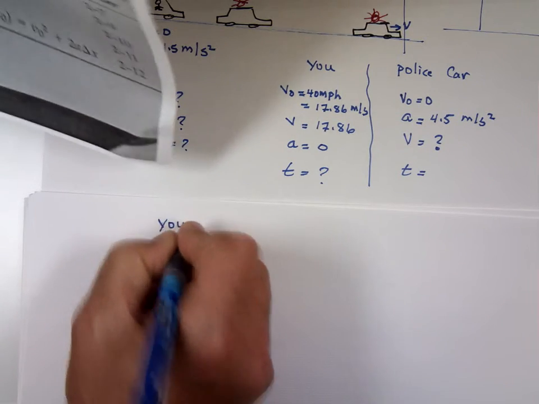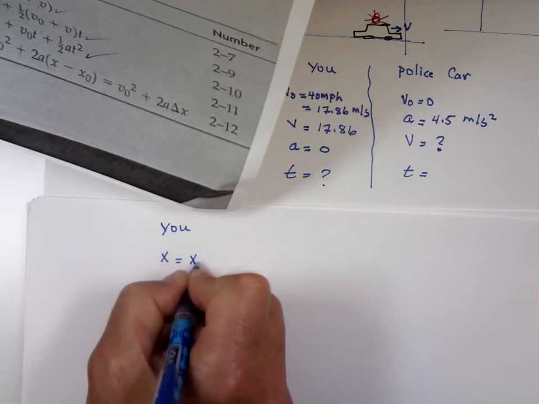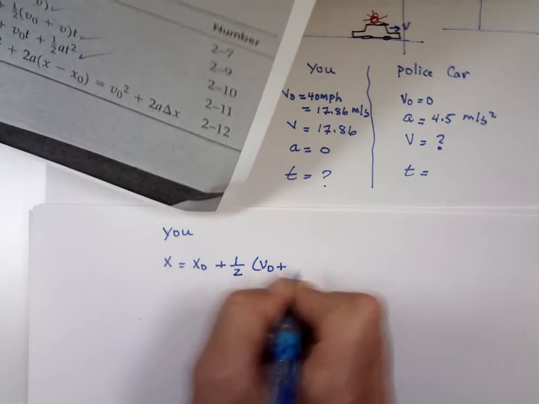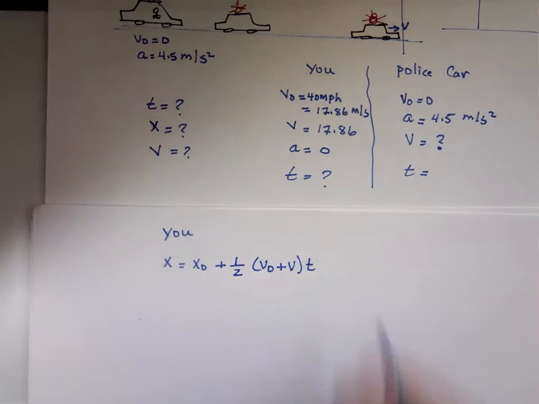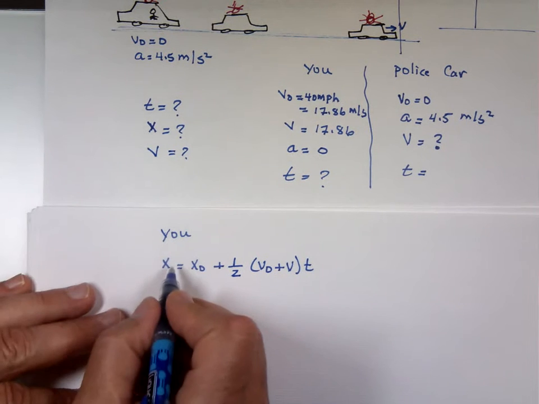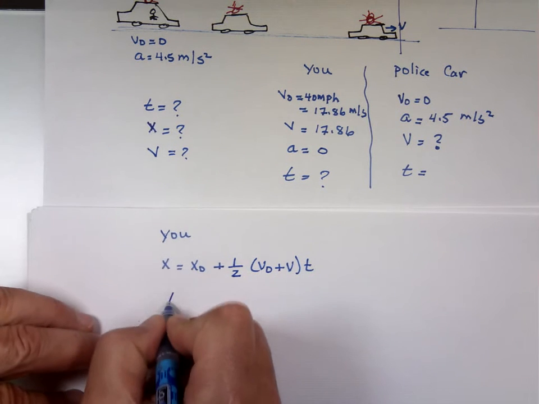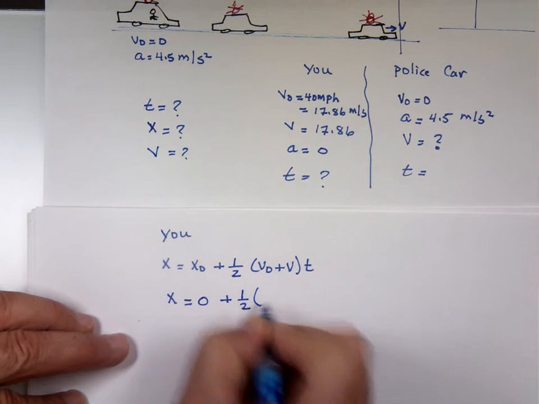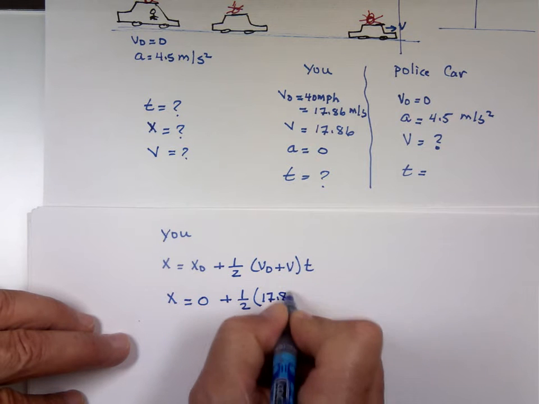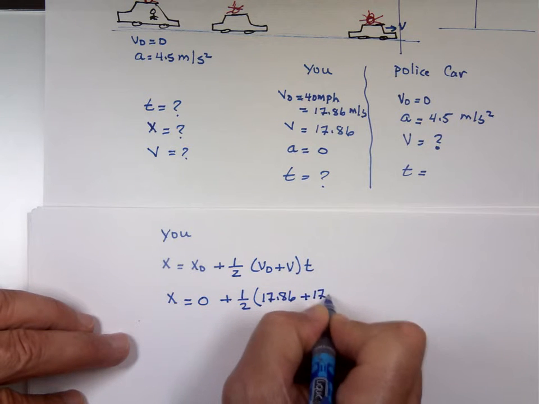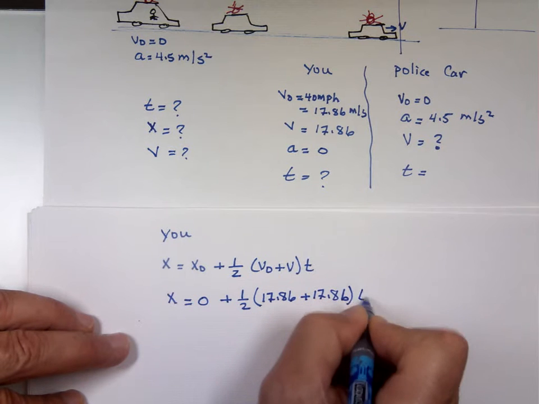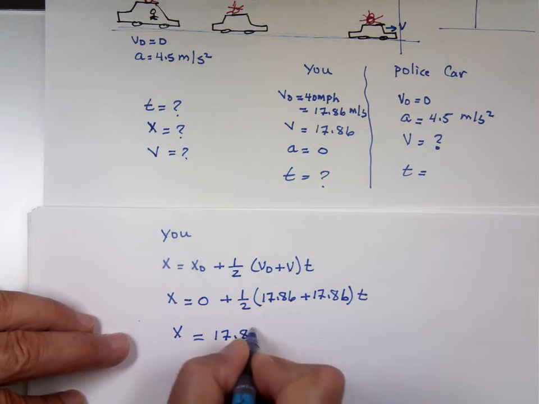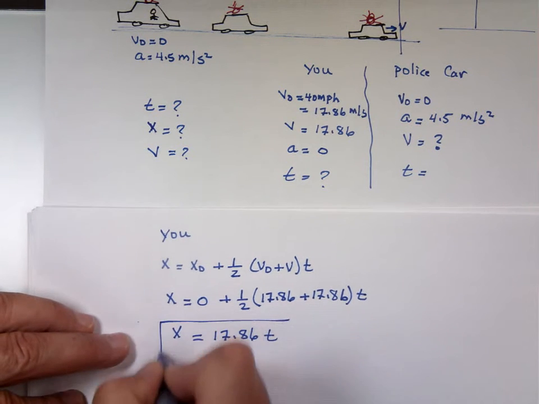We have x equals x sub 0 plus 1/2 times v0 plus v times t. We're not sure what x is, we're looking for it. That was one of the questions. So x equals 17.86 times t, if you do the math. I can't solve it, there are two unknowns in that equation.